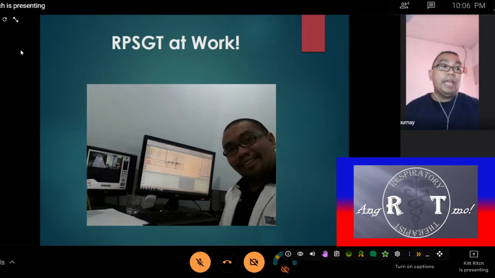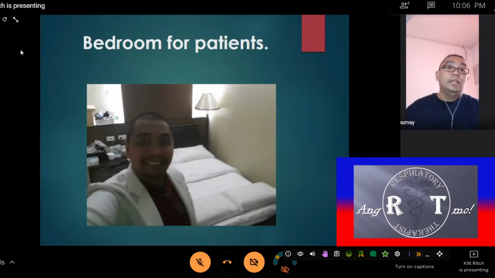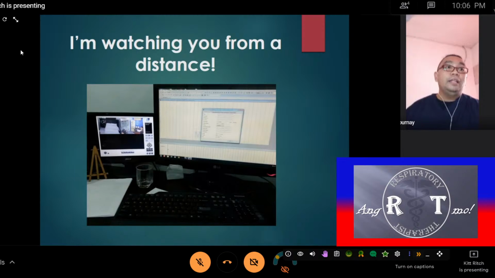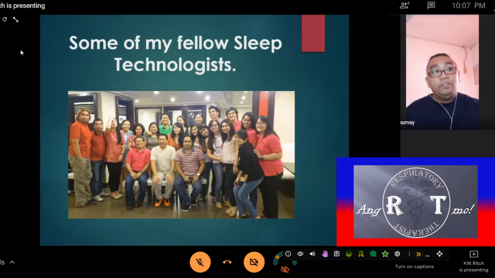So here I am at the sleep laboratory at Chinese General Hospital, where I perform an overnight polysomnography on a patient. This is the actual bed for the patient, and this is, of course, the CCTV monitoring and the sleep study monitoring, complete with the biocalibrations or the electrodes for the patients. And these are some of the fellow sleep technologists that I used to work with.